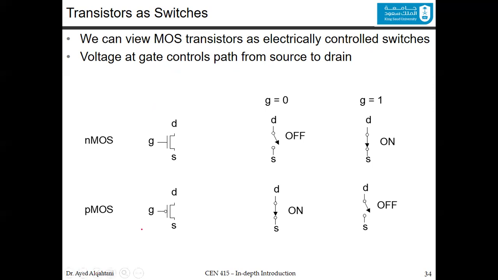Now in the NMOS and the PMOS, this is the conclusion of what we discussed. In the NMOS, if you have 0 in the gate, then it is off. If it is 1, then it is on. For the PMOS transistor, indicated by the bubble, if it is 0, then it is active low, which makes it on. If it is 1, then it is off.